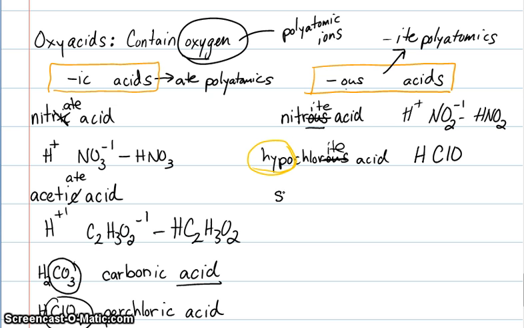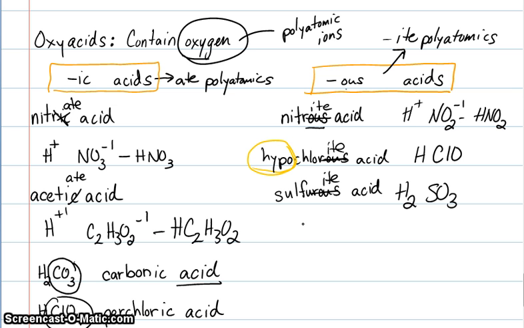How about sulfurous acid? Well, same deal. Us goes back to ite. That spells sulfite, SO3. SO3 has a minus 2, so how many H's? 2 H's in front. And that is the formula for sulfurous acid.